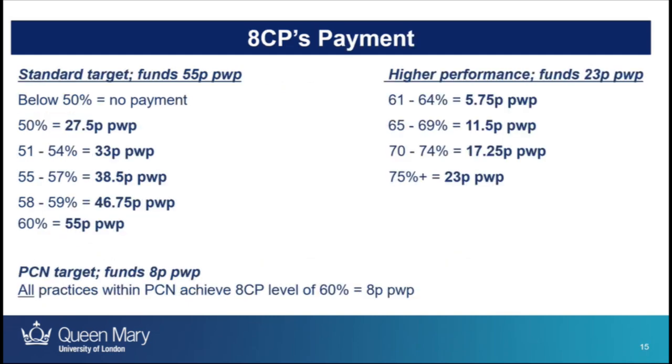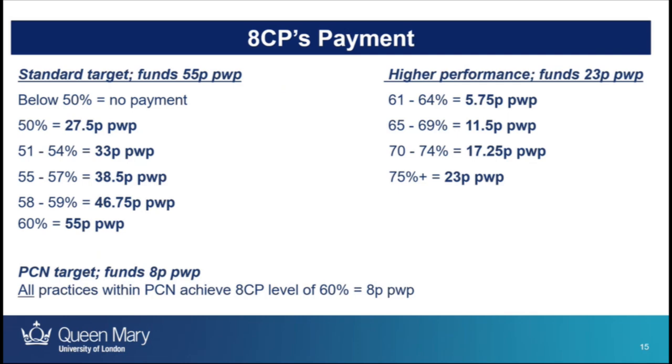And this is just a quick slide. I won't go into too much detail, but these are the payments. Hopefully you're all very aware of these. You've got your standard target, which is if you are below 50% on your 8 care processes, unfortunately you get no payment at all. And then the maximum is the 60.